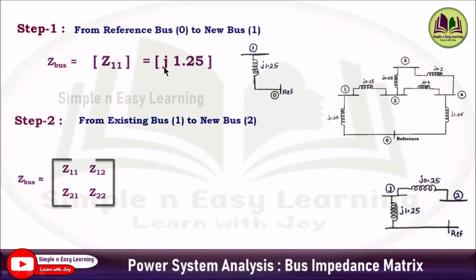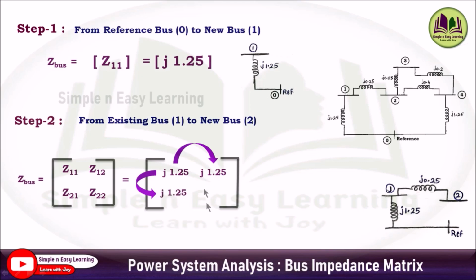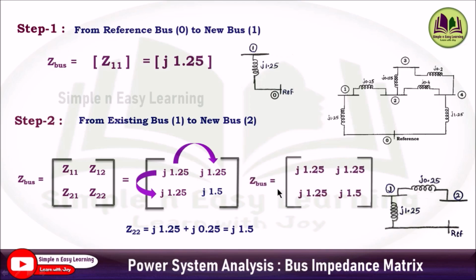Z11 you can directly take from step 1 and substitute. And simply you can copy this Z11 to Z12, it becomes J1.25. Similarly column wise, J1.25, and this value Z22 will be calculated like this. Z22 is equal to the previous value, either Z12 or Z21, you have to take J1.25, plus the new reactance which we considered in step 2, that is J0.25. If you add these two, you will be getting J1.5. That will be substituted here in Z22. So this is the 2 cross 2 Zbus matrix at step 2.